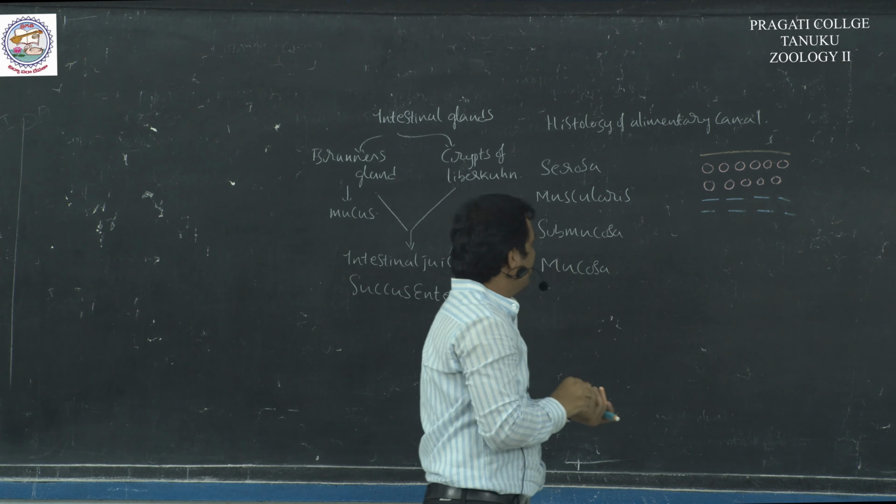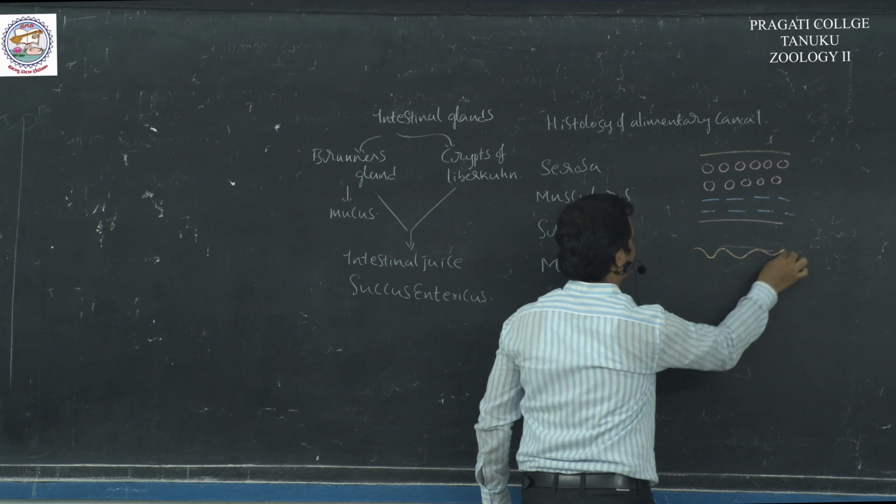After this, the layer that comes is the submucosa. Below the submucosa, the innermost layer is the mucosa. The outermost layer is serosa, then muscularis, submucosa, and mucosa. So this is the submucosa, and the innermost layer is the mucosa.